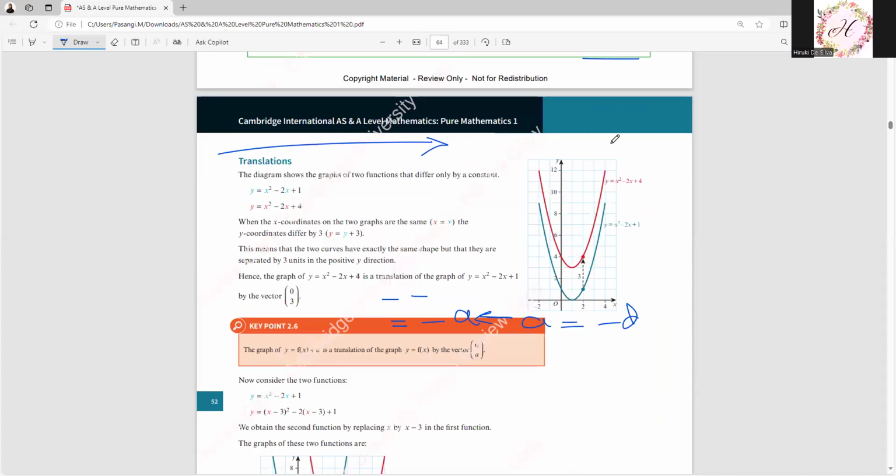Now, what will happen for the translations? If I go through these ones, the diagram shows the graph of two functions that differ only by a constant. The curve drawn in blue shows y equals x squared minus 2x plus 1. Normally to draw this kind of graph, we differentiate it, as we already did, and find the turning points. We did that for O levels, no?